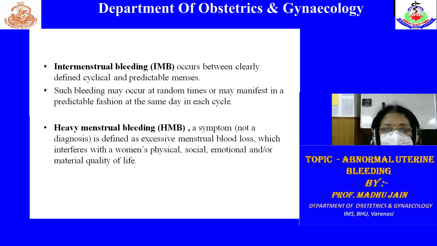bleeding. Intermenstrual bleeding, which initially we were saying as metrorrhagia, occurs randomly at any time. And heavy menstrual bleeding means that amount of excessive blood loss which interferes with the woman's physical, social, emotional, or material quality of life. They have classified under these 2 categories because they are the 2 main symptoms on the basis of which we have to hospitalize the patient, or we have to start the treatment.